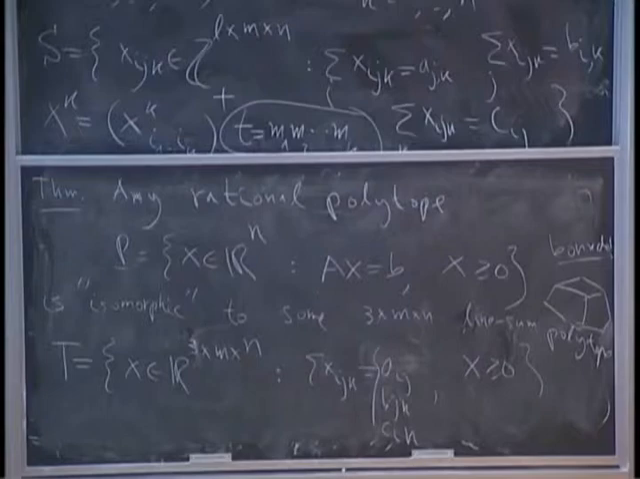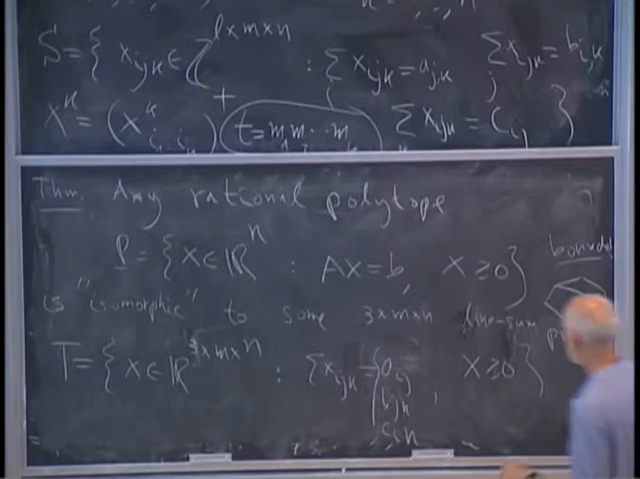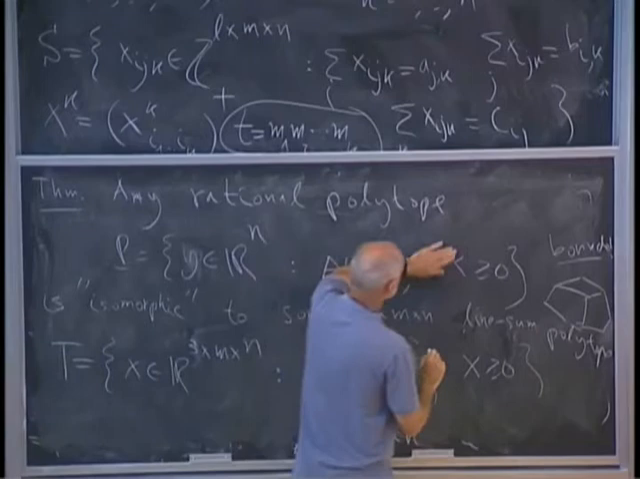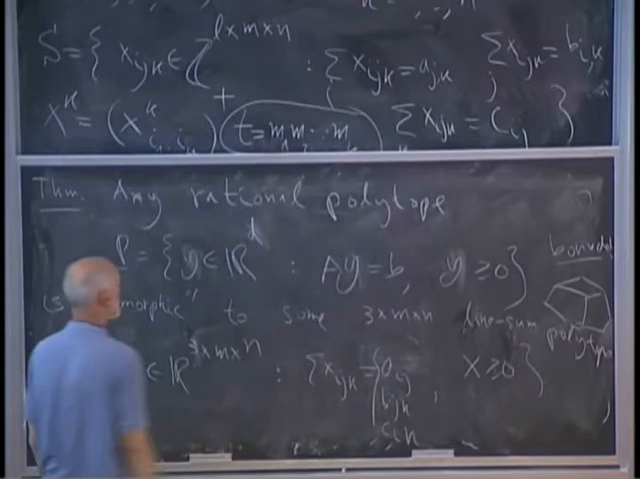So do you understand the statement roughly, except for what isomorphic means here? I'm saying you take any rational polytope, and I can lift it up. Let's call these y's, actually. So y is in the original space. And this is not n, sorry. So this is d. I start with some polytope in dimension d in variables y. I can lift it up.